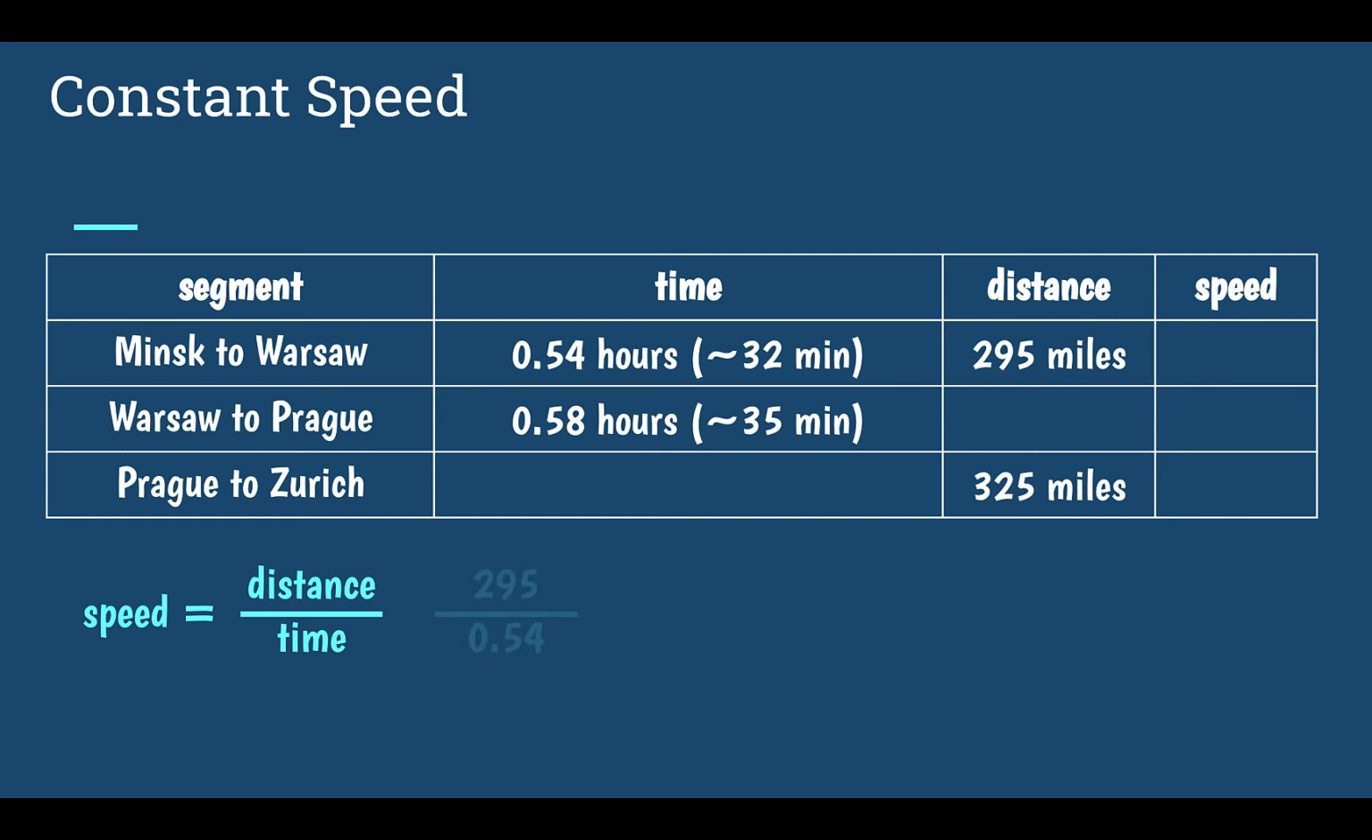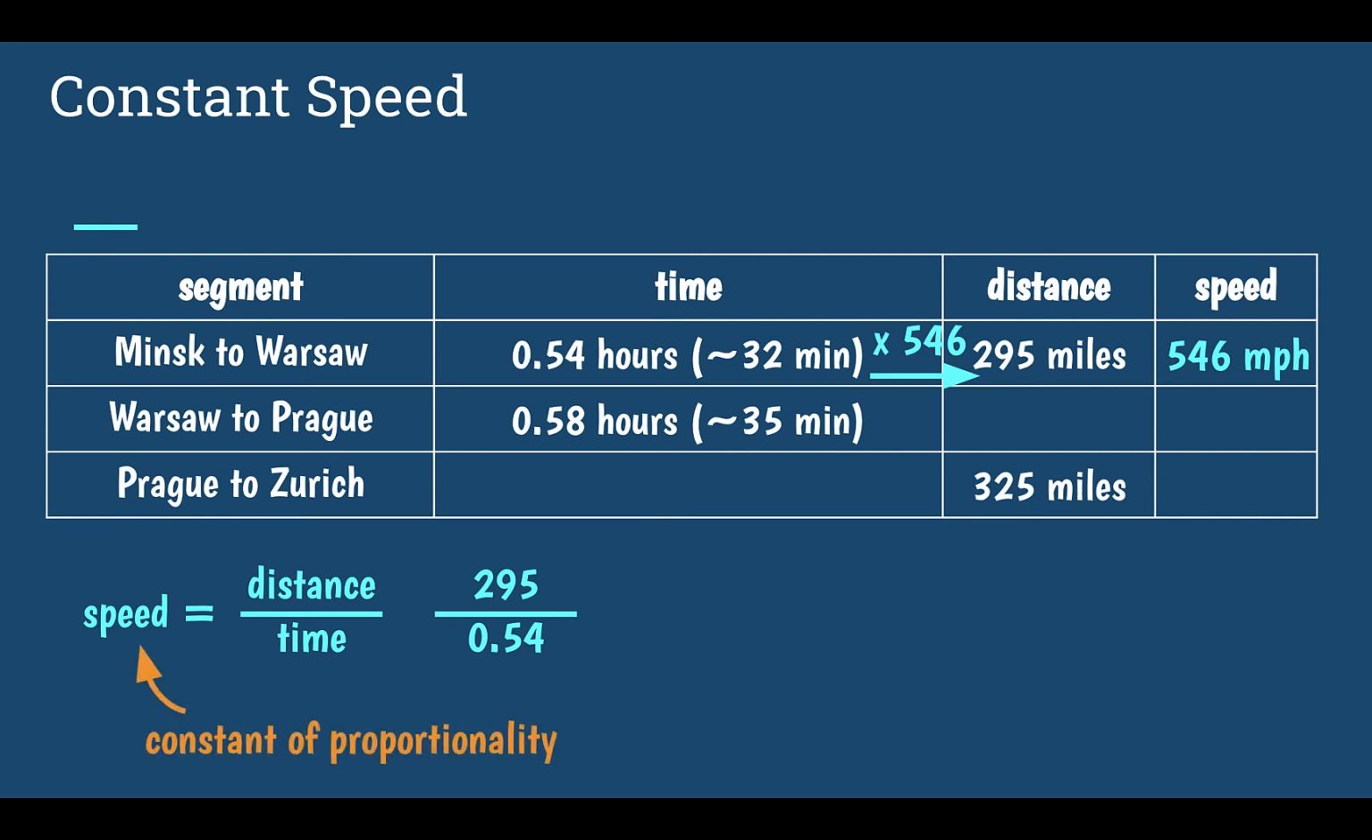So from Minsk to Warsaw, it was 295 miles, and it took 0.54 hours to get there, or about 32 minutes. If I divide that out, my speed ends up being 546 miles per hour. Our speed is 546 miles per hour, which means we had to multiply by 546 to go from our time to our distance. In this case, our speed is our constant of proportionality.